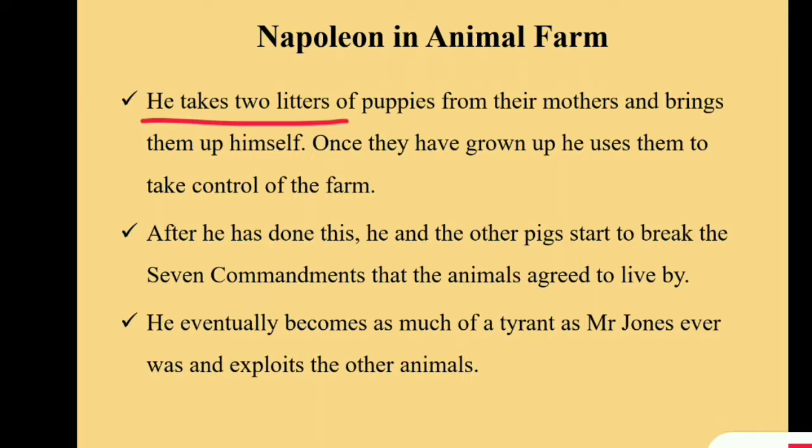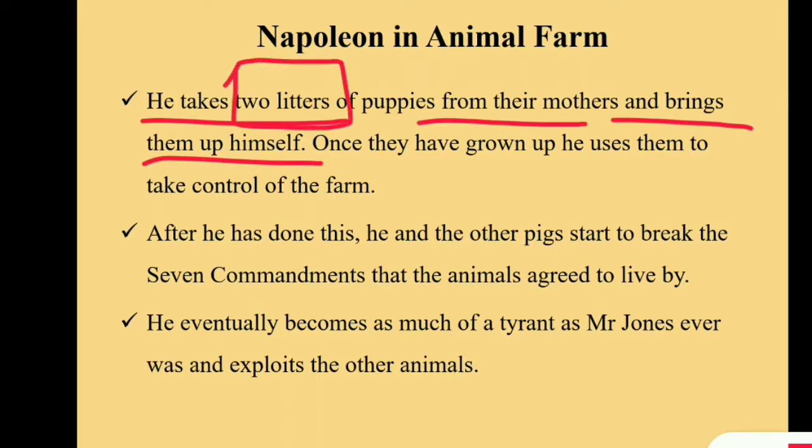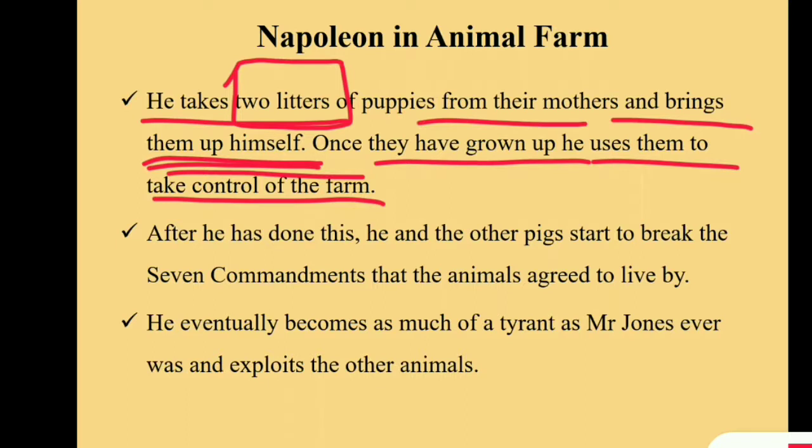He takes 2 litters of puppies from their mothers and brings them up himself. 2 young puppies from their mother, and he raises them. Once they have grown up, he uses them to take control of the farm. Here, for his own selfish needs, he provided shelter and food to these puppies, and then later on, when they grew up, he took advantage of them.